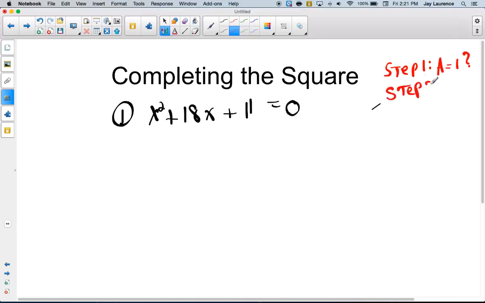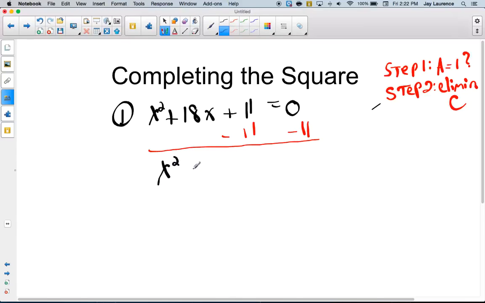All right, so step 2 is eliminate C. I'm going to abbreviate that. Now, if C's already on the other side, like if it was x squared plus 18x, then I would skip step 2. But in this case, I have to eliminate C, so I'm going to subtract 11. Subtracting 11, there we go. And let's see here, I'm going to have x squared plus 18x plus blank. And this is where I like to do the plus blank. And I'm going to have negative 11 plus blank.